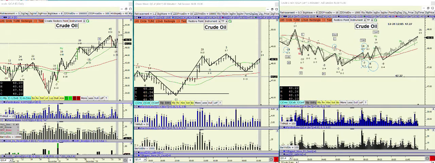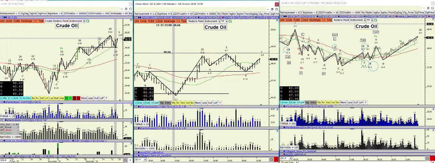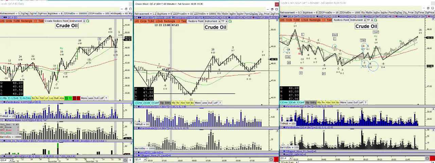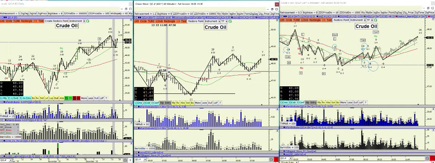So long story short, on the hourly, if you remember, where do you look for trades? You look for trades at the edges. What are the edges? In uptrends and downtrends, they are the retest of a breakout or a breakdown. So basically just a retest of a breakout. That is your edge.